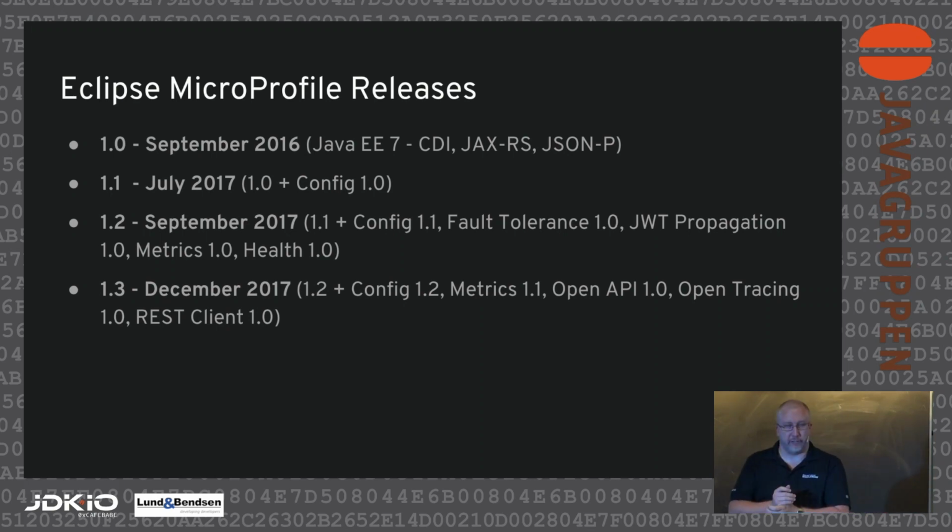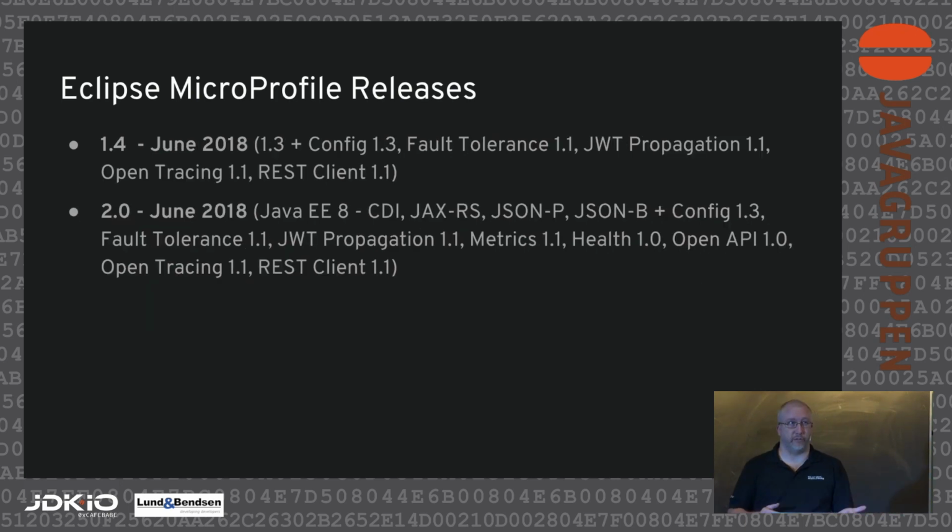So, a brief history of MicroProfile and its releases. The first one was September 2016, which was just based on the Java EE 7 pieces. Then following July last year, we added config into that. Then September last year, we added a new version of config, some fault tolerance, JWT, metrics, and health. And then 1.3 last December, which added OpenTracing and OpenAPI as well, in addition to some updates to the other specifications. And also a REST client last December as well.